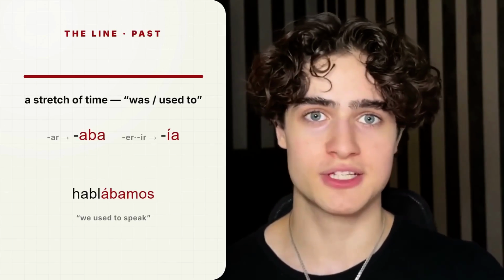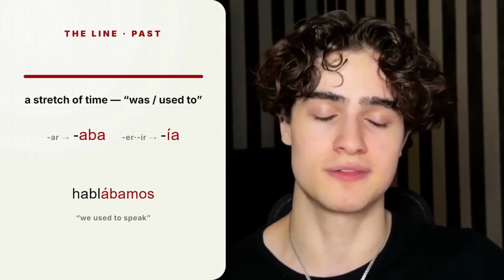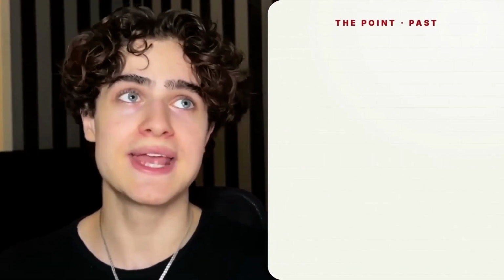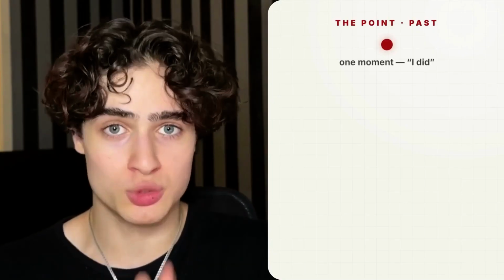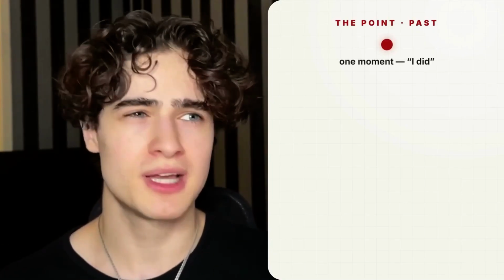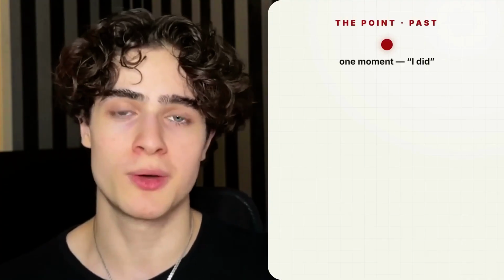Now the next one, and this is the final one for the main set of tenses, is the point in the past. This is used when you're describing one point in the past. So think about I ate, I spoke, I lived, etc. It's one point in time. These ones are a little bit more irregular and a bit more annoying, but they're not as bad.